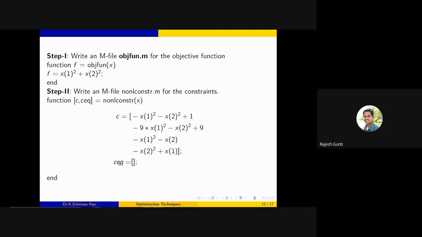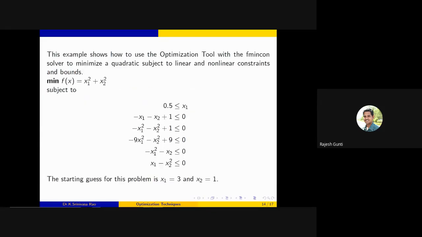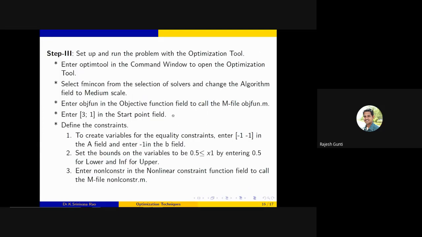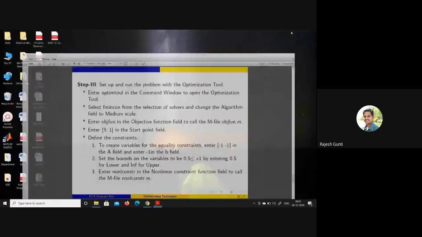Ceq is the equality constraints. There is no non-linear equality constraint, so we are keeping it empty. Now I am going to the optimization toolbox. I will open the optimization toolbox, then we get an idea.